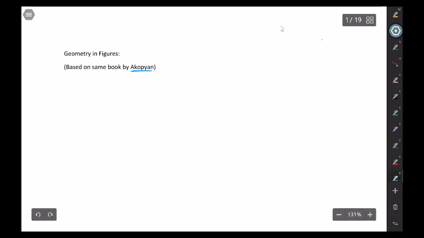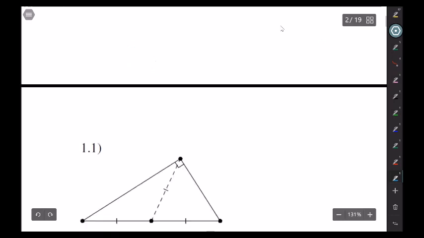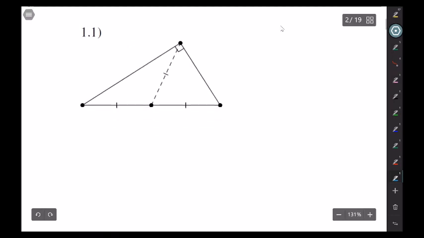Like I was saying, today's pictures are from this book by Akopian, a really nice book, Geometry in Figures. There's only pictures and you're supposed to come up with the statement and the proof of the pictures. All right, so we might as well just begin. We'll start with some simple configurations, and then from there we can see if we can go to more advanced configurations. Okay, so the first one, can someone write the statement?